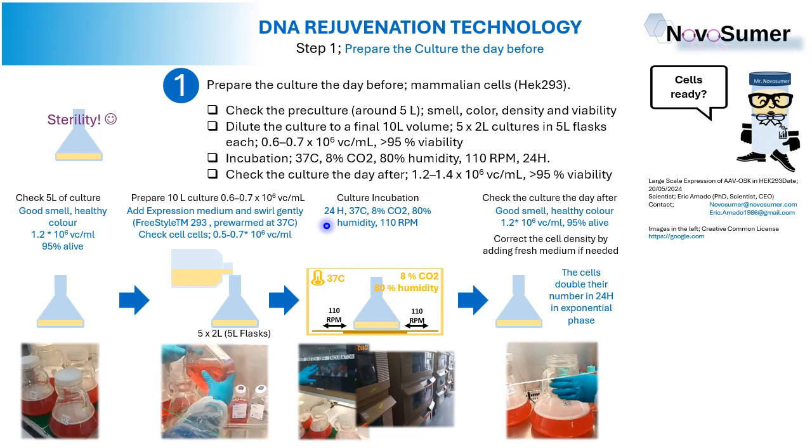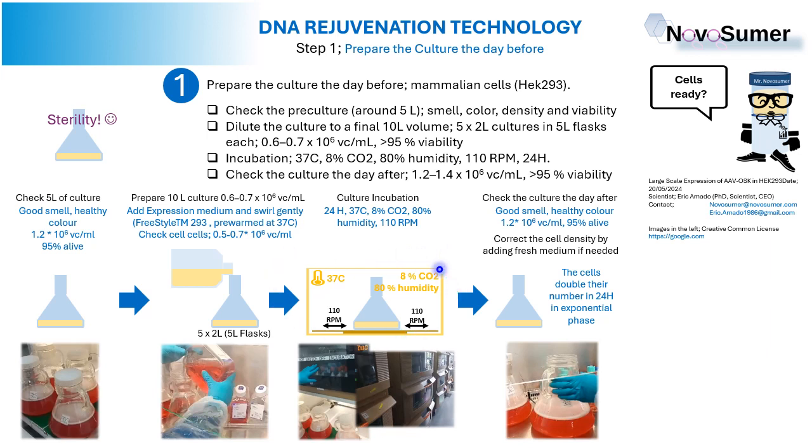Okay, and what are the conditions for incubation? We will incubate 24 hours at 37 Celsius degrees, 8% CO2, 80% humidity, and 110 RPMs. This is the shaking force that the incubation chamber will exert. So as you can see here, the flask will be here with the cells happy under these conditions. So we leave it for 24 hours.